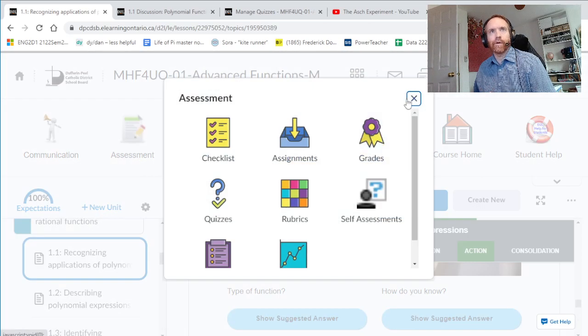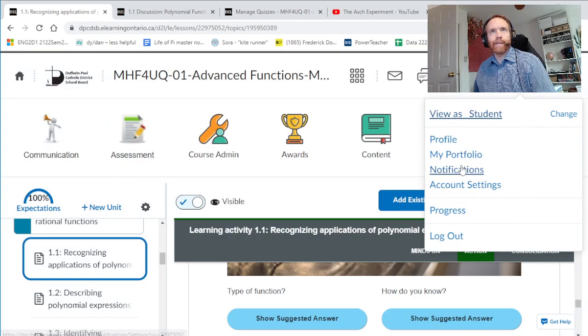So under assessment and grades. There's an even better way of doing this, which is here when you click your name, and then you go to progress, right? And that will give you a sense of all the tests, all the quizzes, where my mark is and all that stuff, so you can keep on top of that, right?